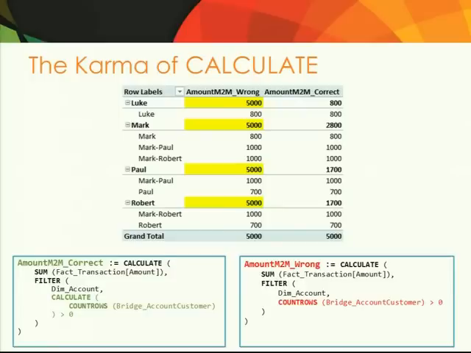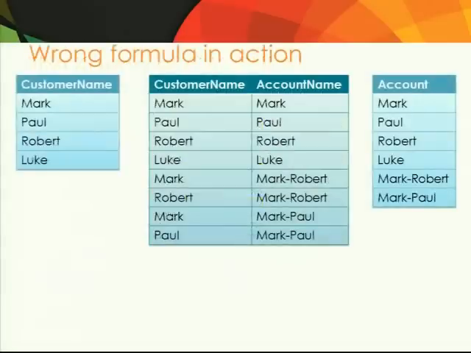And in order to understand well how the formula works, it is better if we start by trying to understand how the wrong formula behaves and why the wrong formula always computes the grand total. So let's take a look at the data. We start with this set of data. We have the customers, the bridge table in the middle, and the account table on the other side.